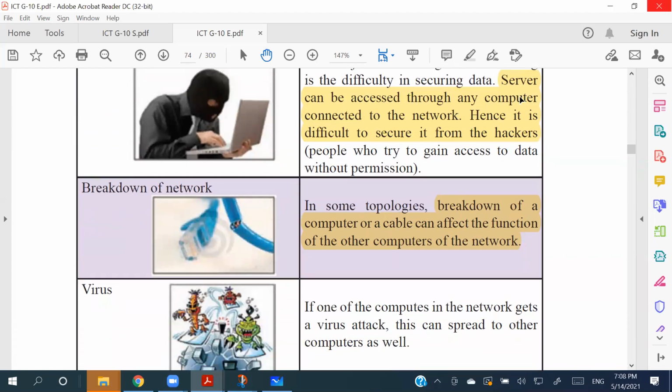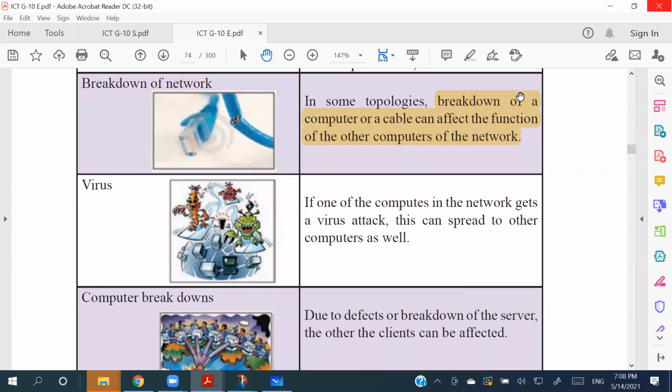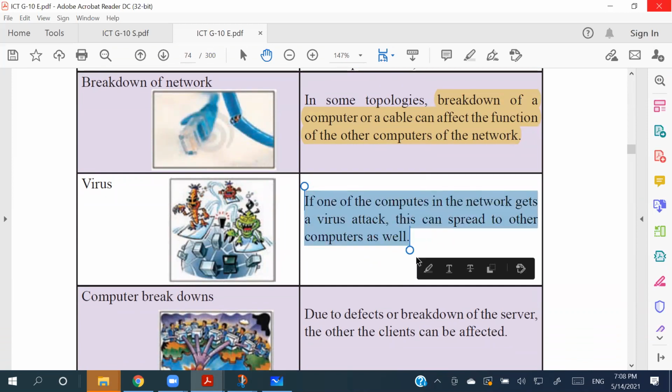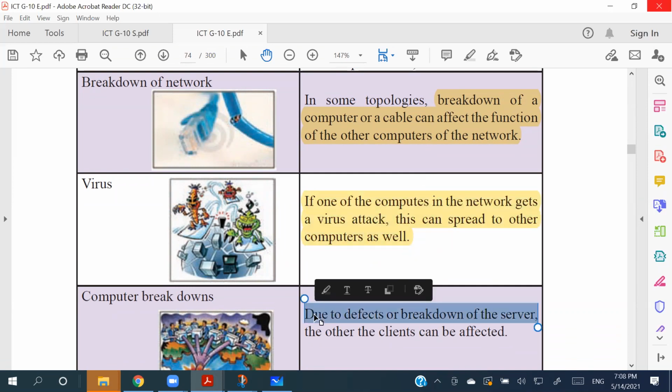Right, so moving forward, regarding the virus, it's better you write this explanation as well as this.